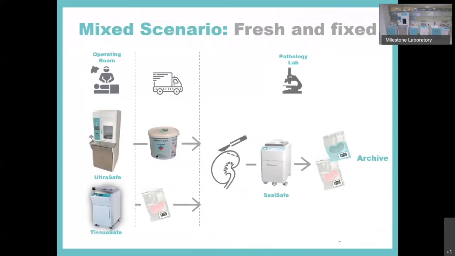We actually have some users with a mixed scenario, fresh and fixed tissue. For the majority of the tissue, transportation in formalin was okay, but for some other tissue there was a request to store and transfer it fresh. For example, an American hospital requested that the placentas be kept in vacuum bags directly in the labor and delivery department.